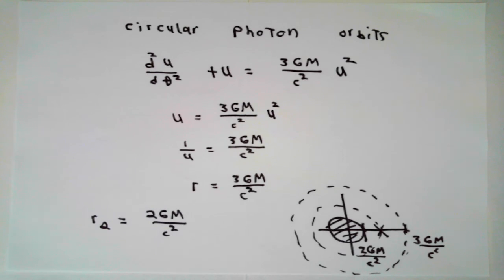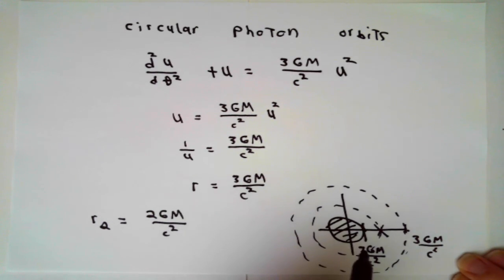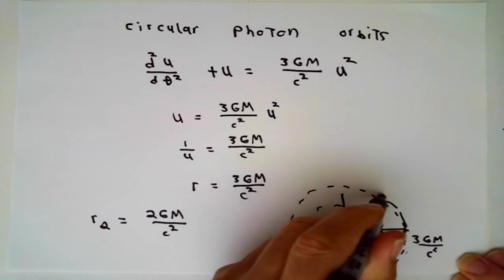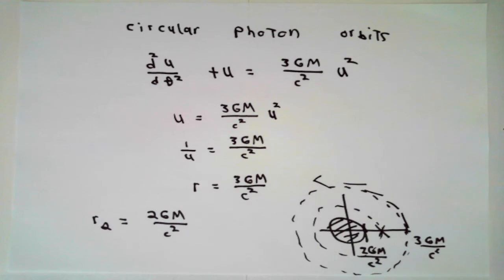But for now, there's going to be an entire spherical surface of paths that photons can stay on. Any path that's 3GM over c squared out from the origin in terms of the r coordinate admits a circular photon orbit. This is all I wanted to say today.